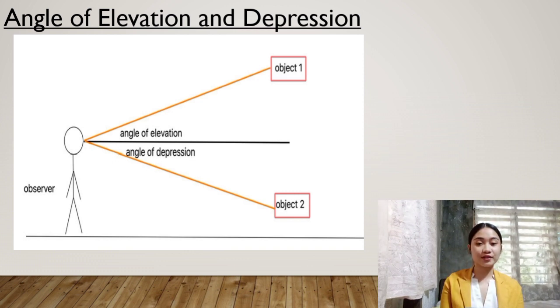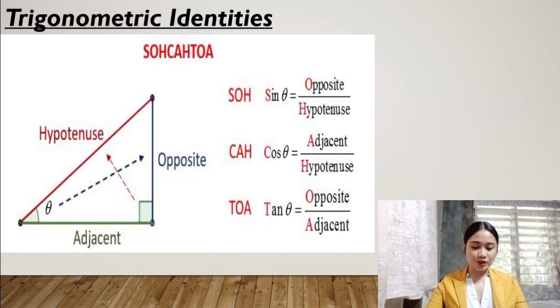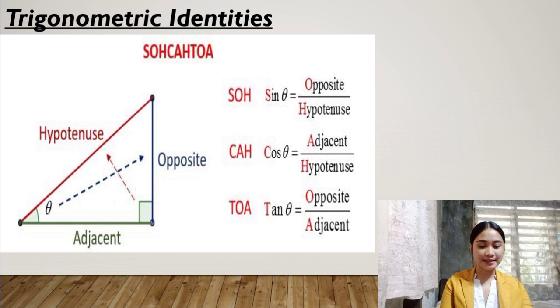Okay? Look at the screen. Yung object 1 mo is example of angle of elevation. So, ang object 2 naman is angle of depression. It is very basic. I hope you learned the difference of angle of elevation and depression. So now we are going to discuss the trigonometric identities. I assume that you guys are familiar na sa SOHCAHTOA.